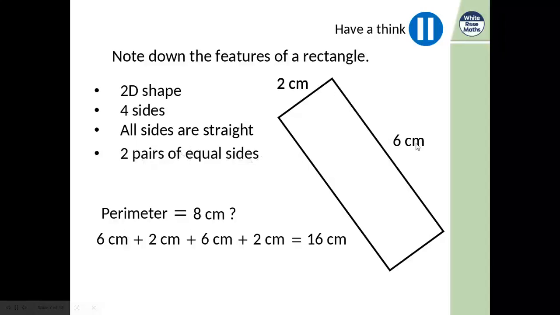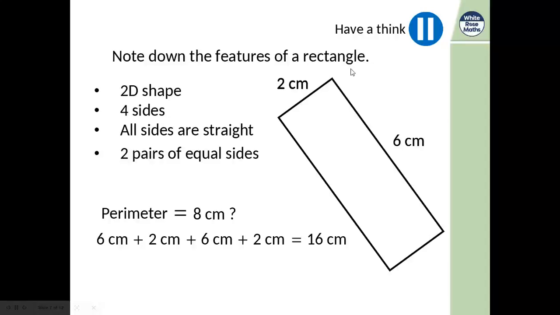So we talked about this yesterday. We said that the opposite sides are always the same. Therefore, if I know that my length is 6 centimeters, I will also know that this side, the opposite side, must also be 6 centimeters long.